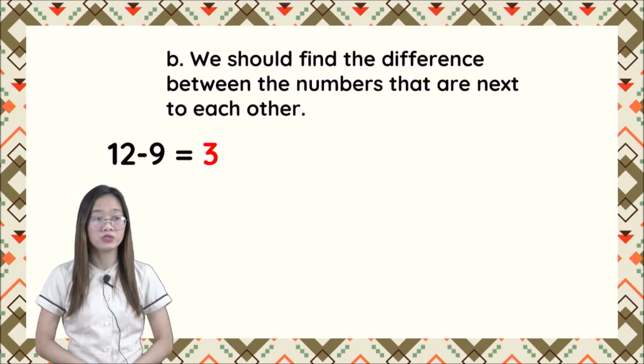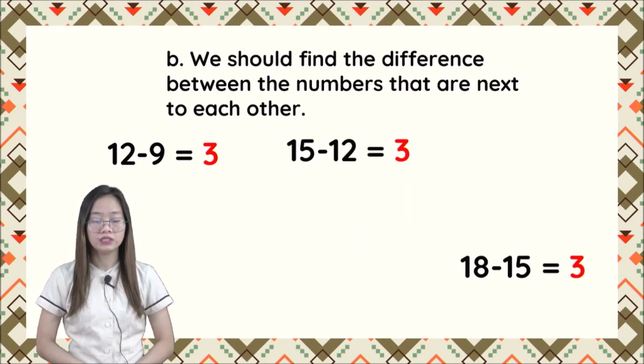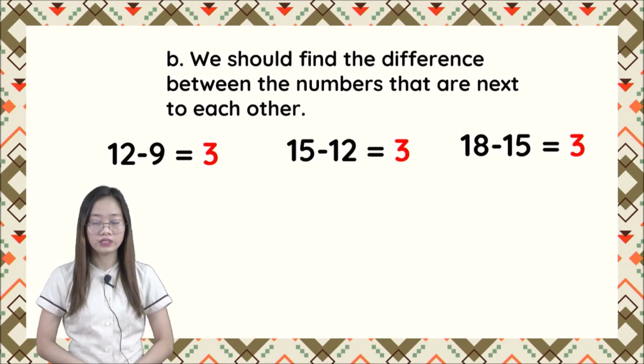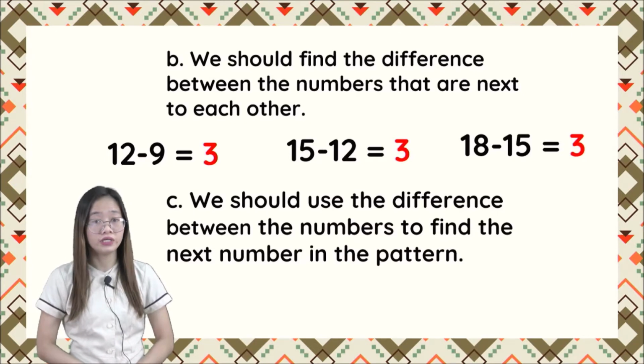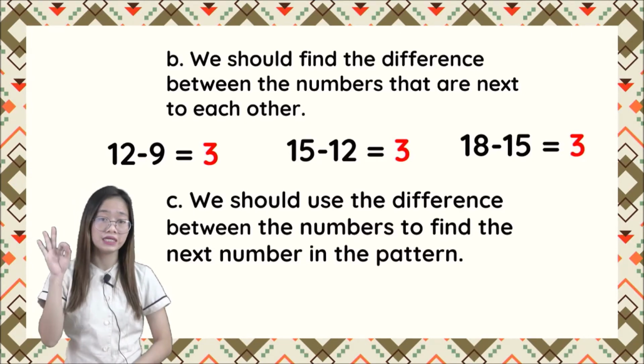12 minus 9 is equal to 3. 15 minus 12 is equal to 3. And then 18 minus 15 is equal to 3. As you can see, the difference is 3. Remember, between the two numbers, the difference is 3.